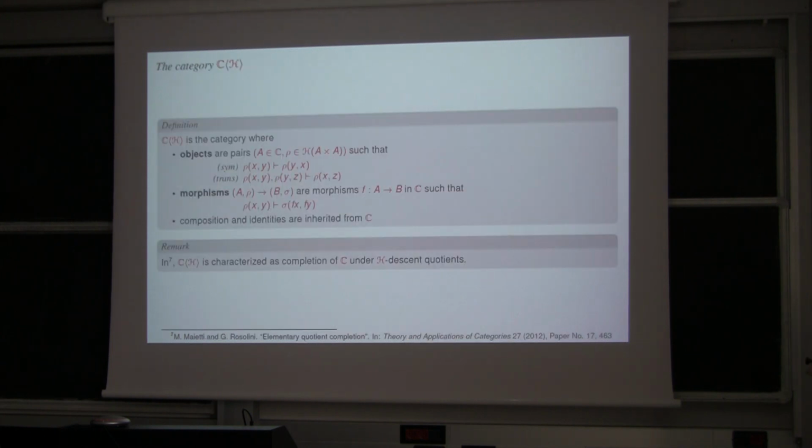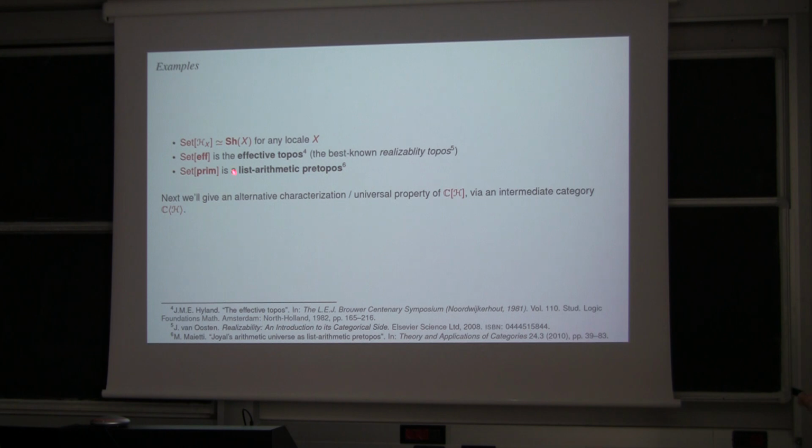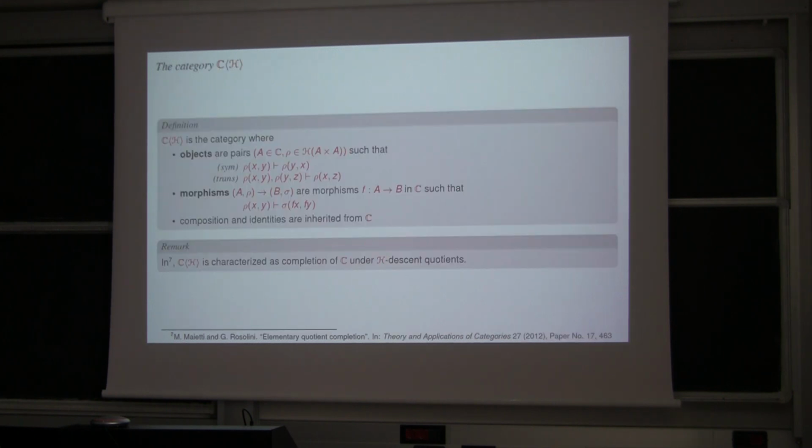Okay. So now I want to give an alternative characterization of the exact completion by a different universal property that goes through an intermediate category and is motivated by ideas from homotopy theory. So the intermediate category I write C angle bracket H, whereas for the exact completion I have square brackets. The objects are the same as in the square bracket category, partial equivalence relations. But now the morphisms are just arrows in the base category that are compatible with the partial equivalence relations in the obvious sense that they satisfy this judgment.